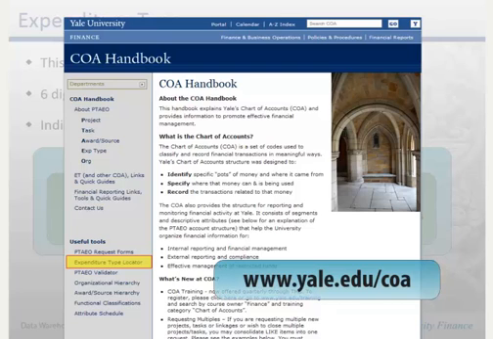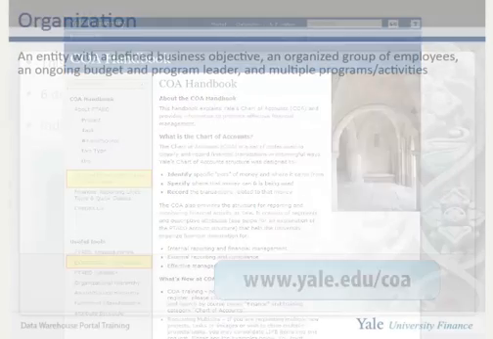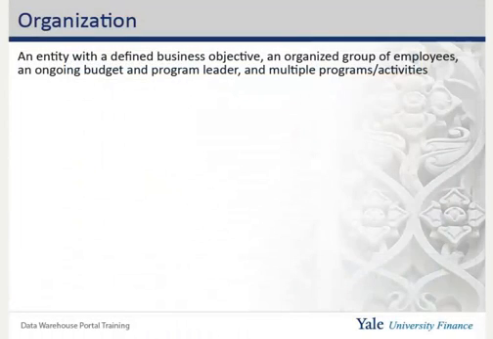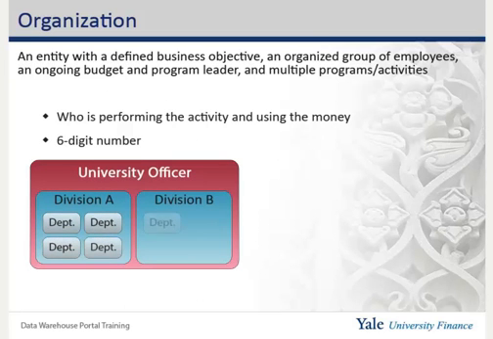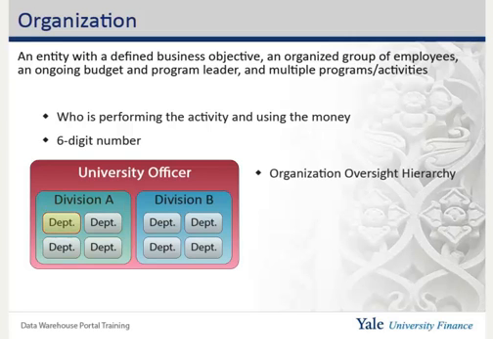Other helpful resources for expenditure types are found using the Expenditure Type and other Chart of Accounts links and Quick Guides link. The last piece of the PTEO is O for Organization. An organization is an entity with a defined business objective, an organized group of employees, an ongoing budget and program leader, and multiple programs or activities. The organization represents who is performing the activity and who is using or receiving the money. The organizations exist in a hierarchy that includes department and division.